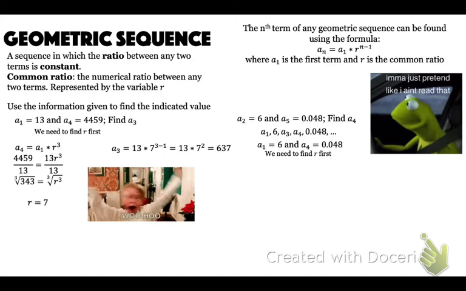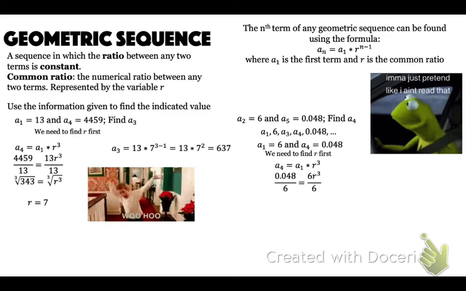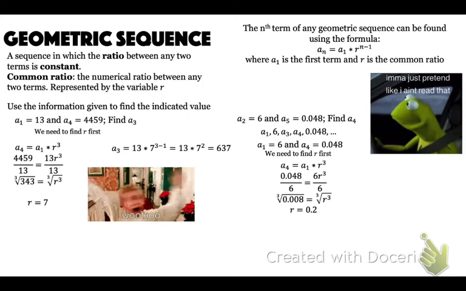Now let's do the exact same thing we did on the other equation. We're going to have a sub 4 equals a sub 1 times r to the 4 minus 1. Plug in what we know, and we get 0.048 equals 6r cubed. Divide by 6, we get 0.008 equals r cubed. Cube root both sides, and we get r equals 0.2. So that is our common ratio.